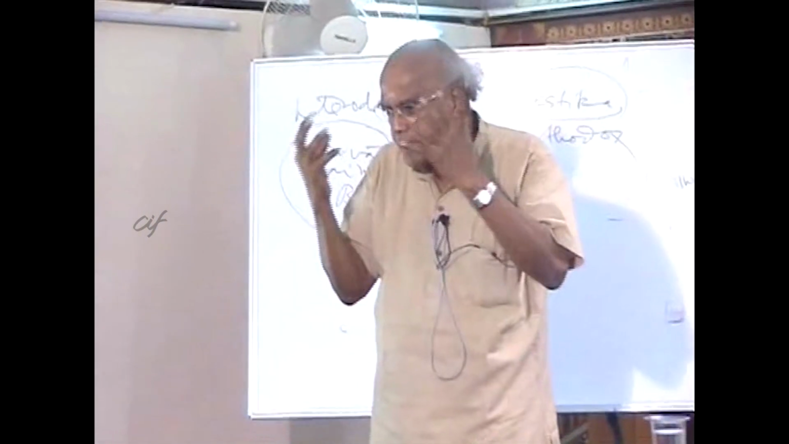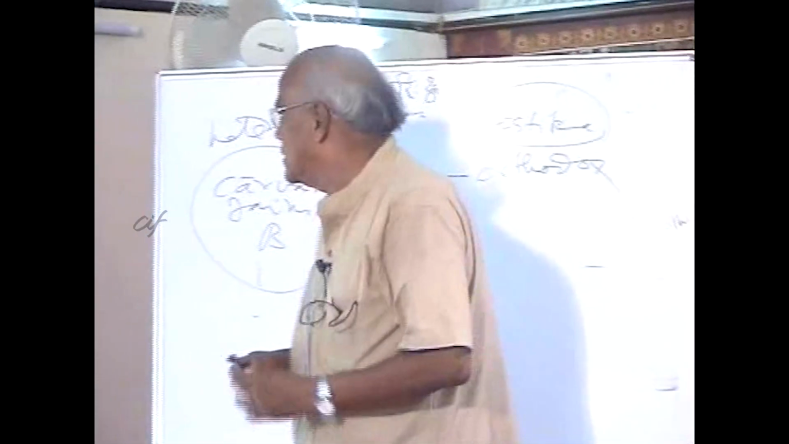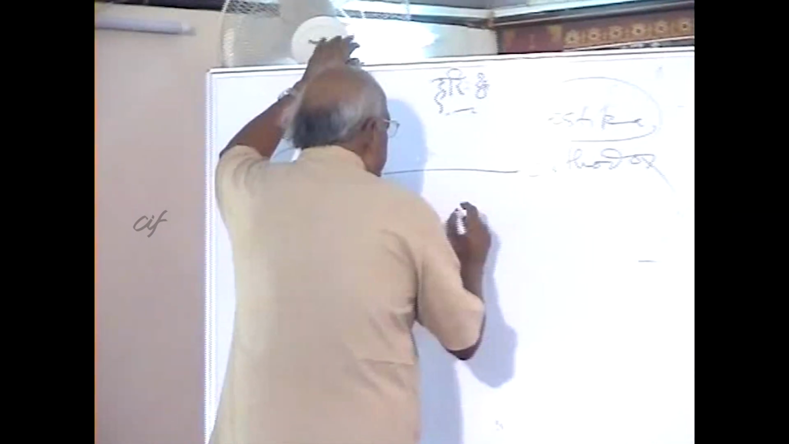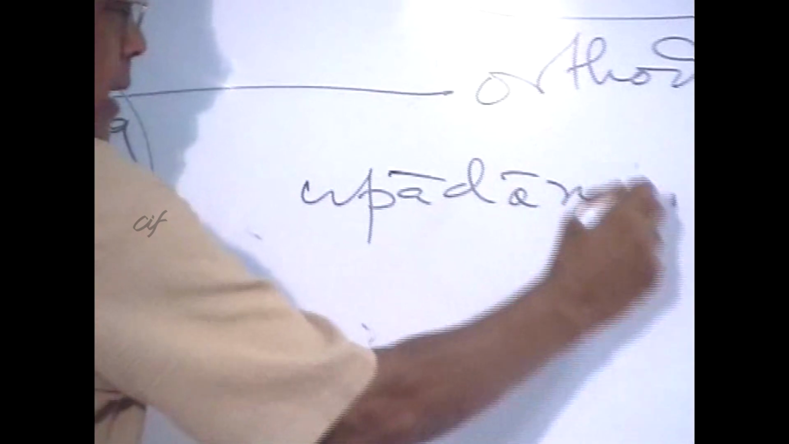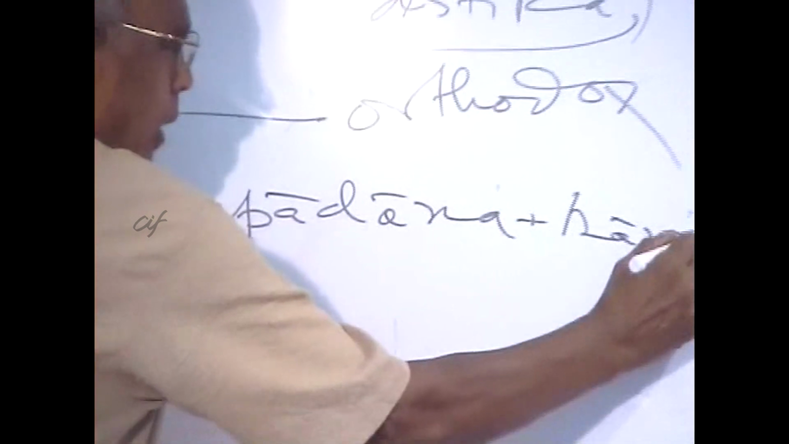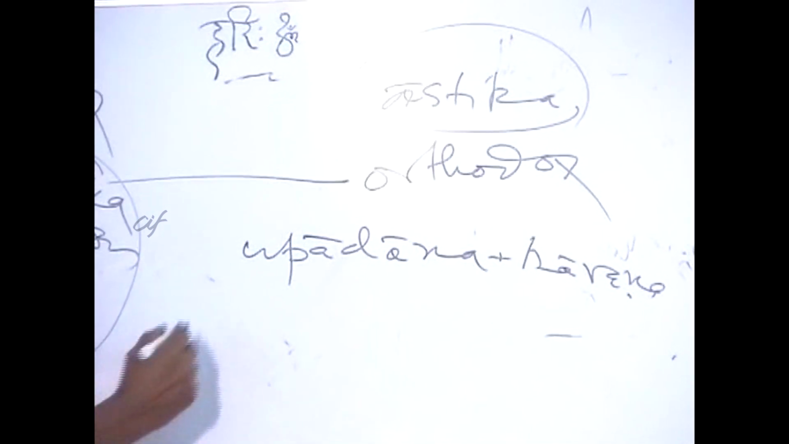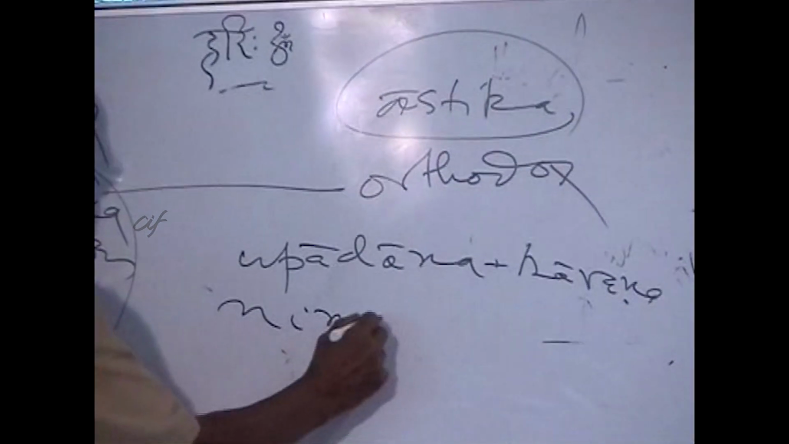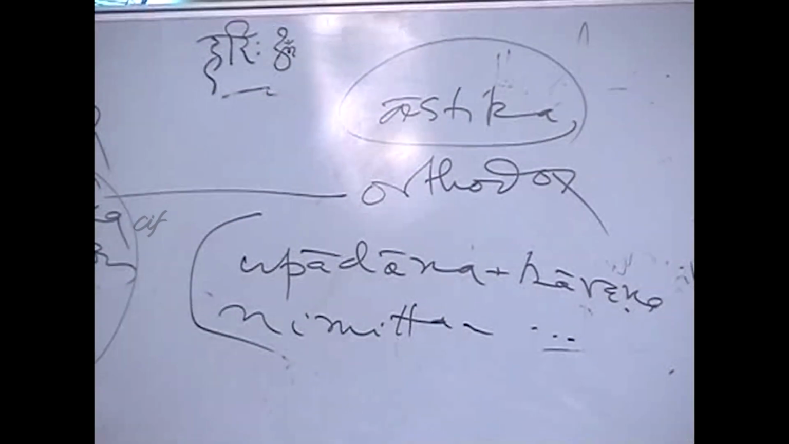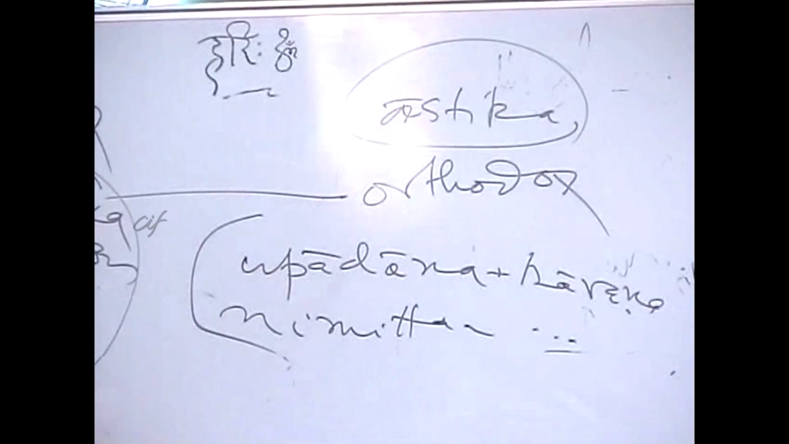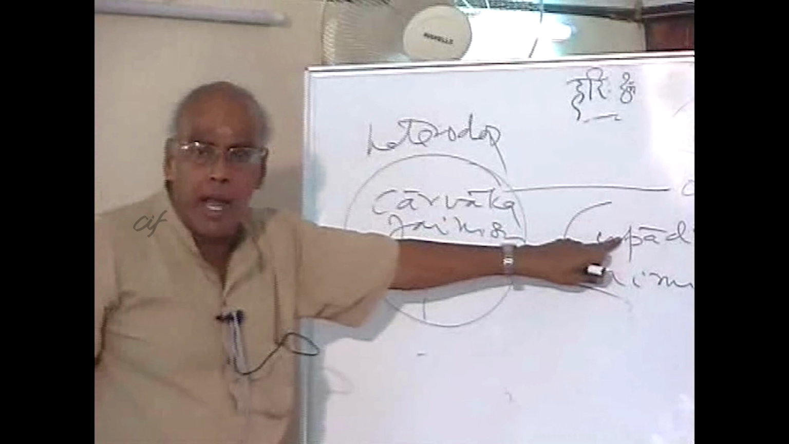The creator God should be the material cause. The Sanskrit word is Upadana Karana. And Nimitta Karana, instrumental cause. God should be both the material cause and the instrumental cause, Upadana Karana and Nimitta Karana.